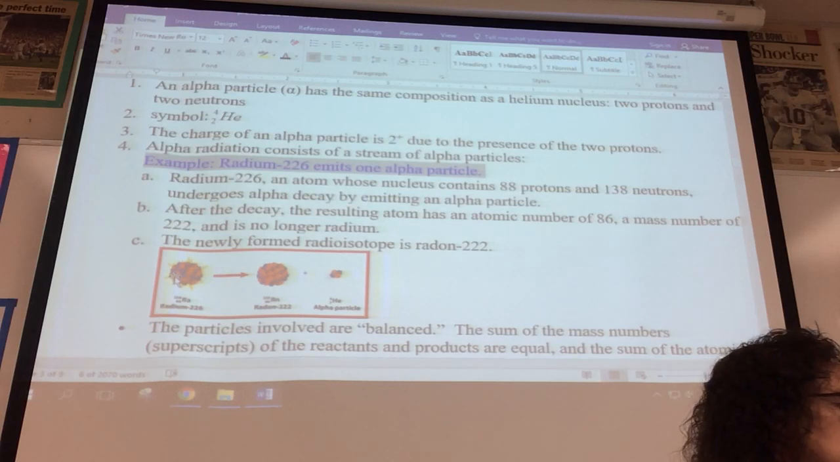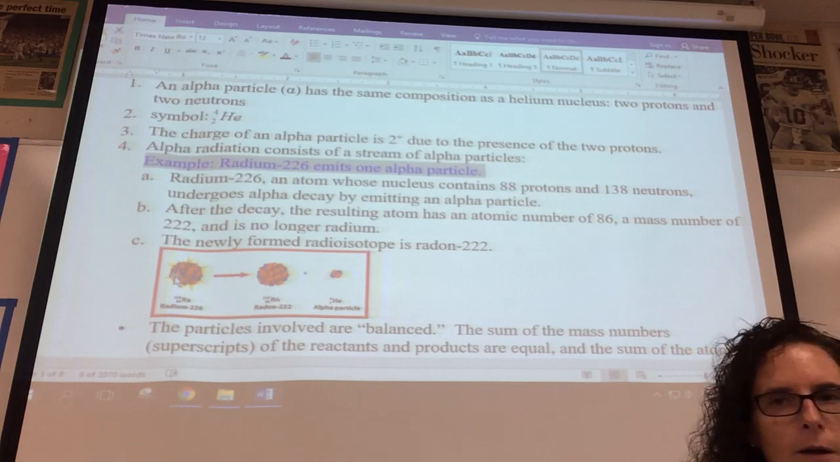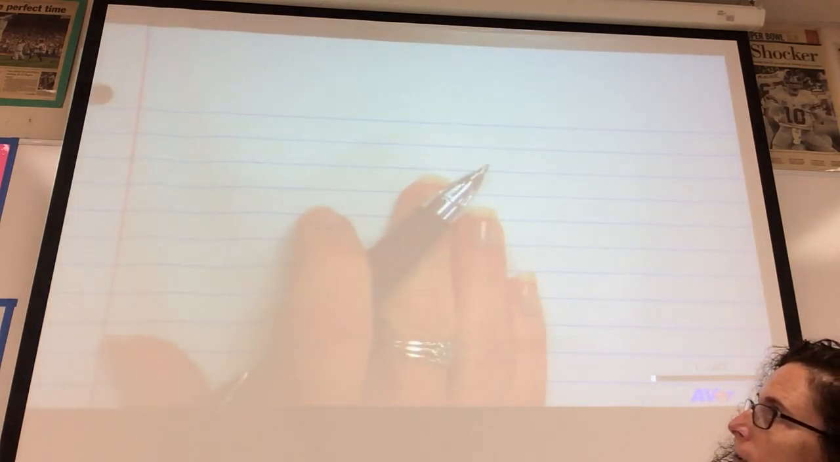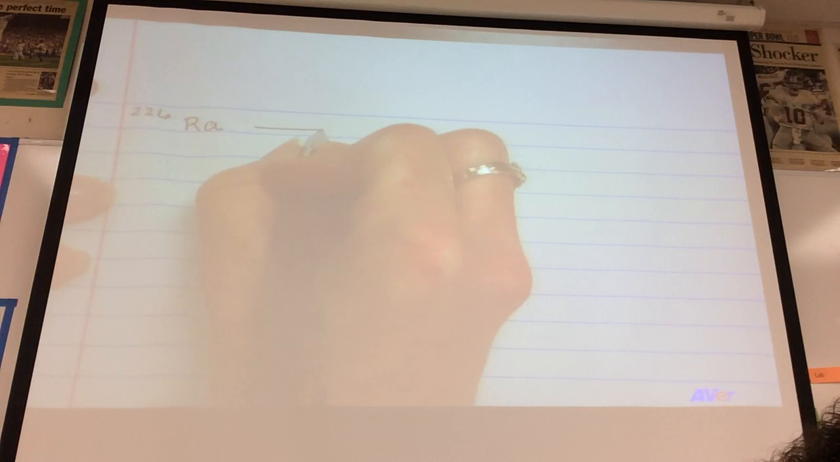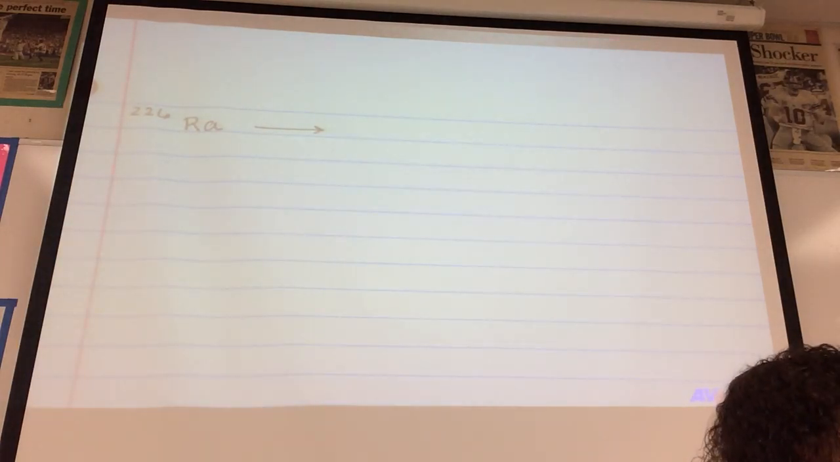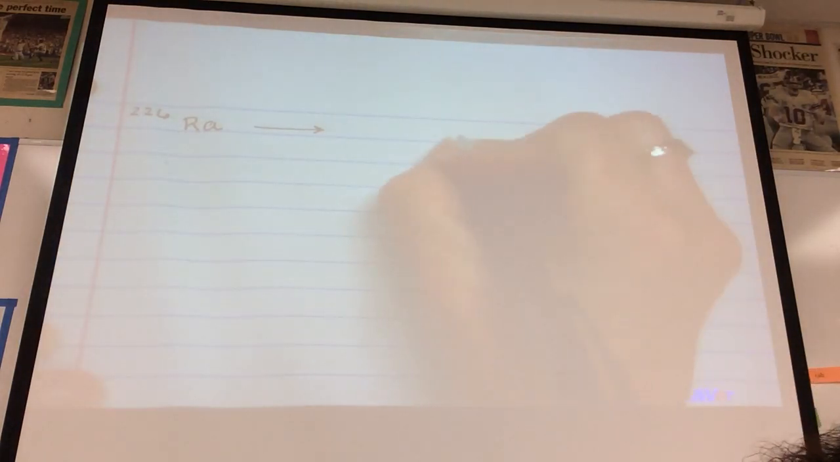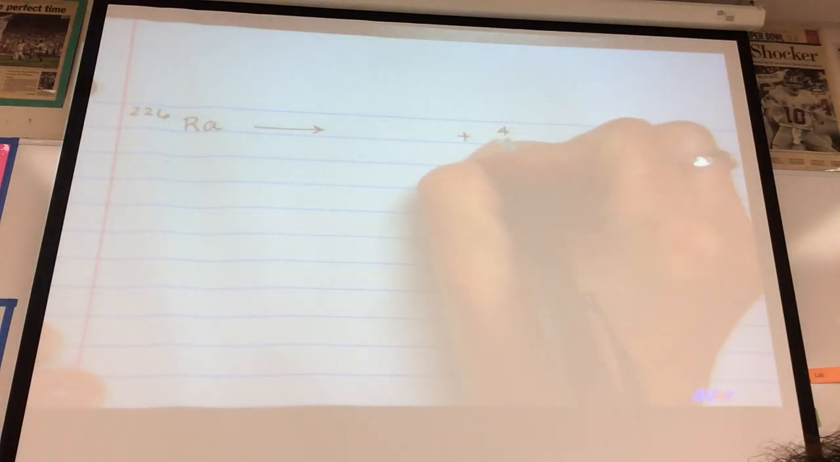It says radium-226 emits 1 alpha particle. You will need a periodic table to do this because you're going to be often working in the F block, which you're not going to be that familiar with. We've got radium-226. That's all they gave us so far. And it emits an alpha particle. An alpha particle is a helium nucleus.